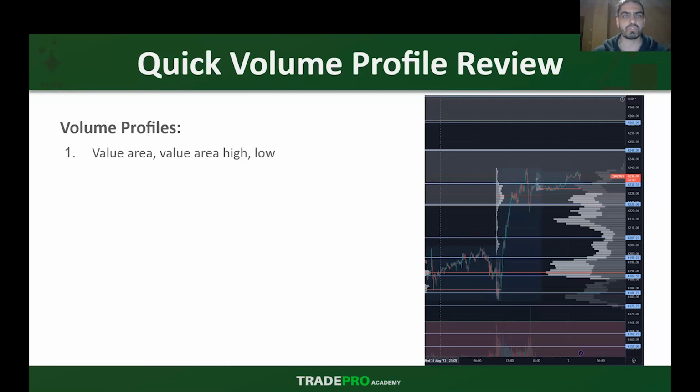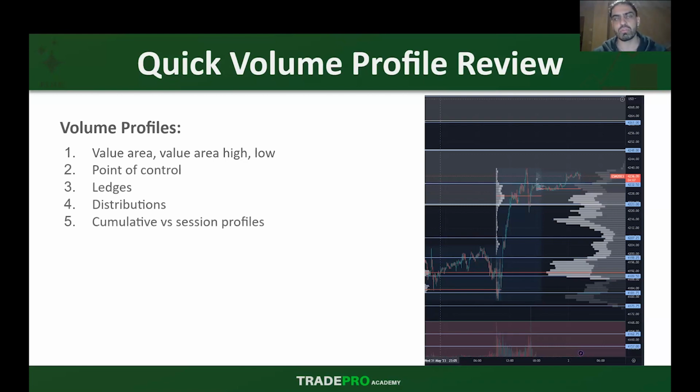So volume profiles, right? They have multiple different areas. You have a value area, you have a value area high and low. You have a point of control, you have ledges, you have distributions, and then you have cumulative versus session profiles. A value area, very, very lightly put, is the majority of the volume that's created in a session or cumulative sessions. A value area is 70% of the volume that's trapped between two levels, which happen to be the value area high and low. The point of control is the largest level of volume traded on that volume profile, regardless if it's a session or a cumulative volume profile. The point of control is going to be inside the value area at all times.